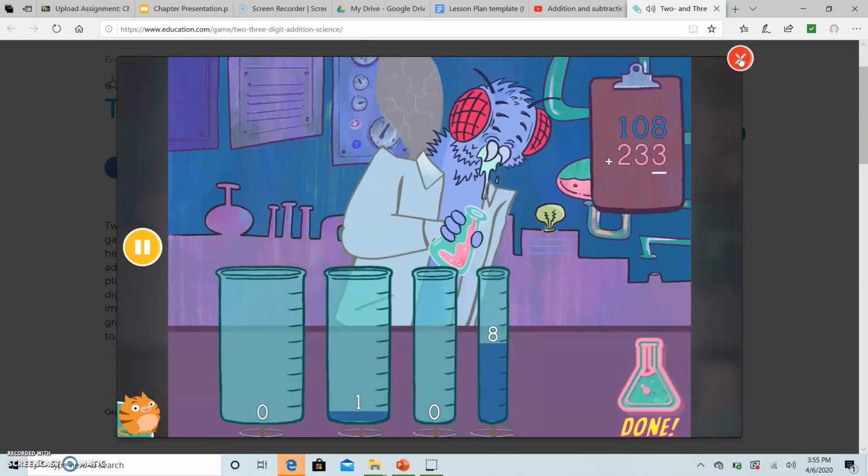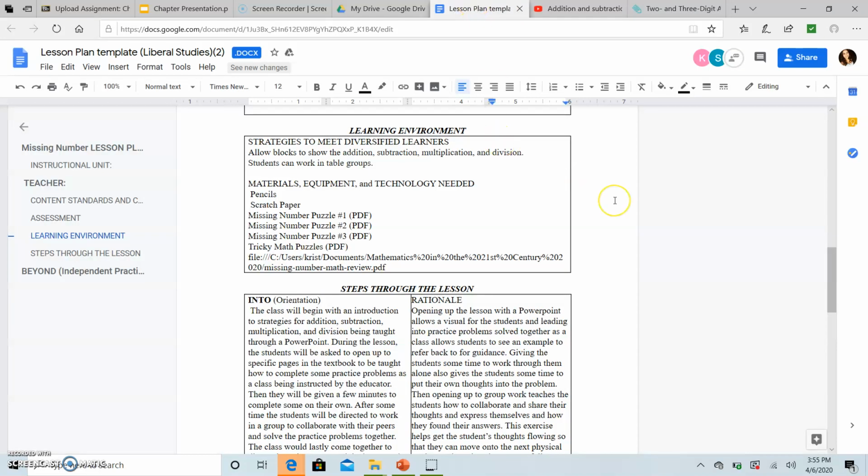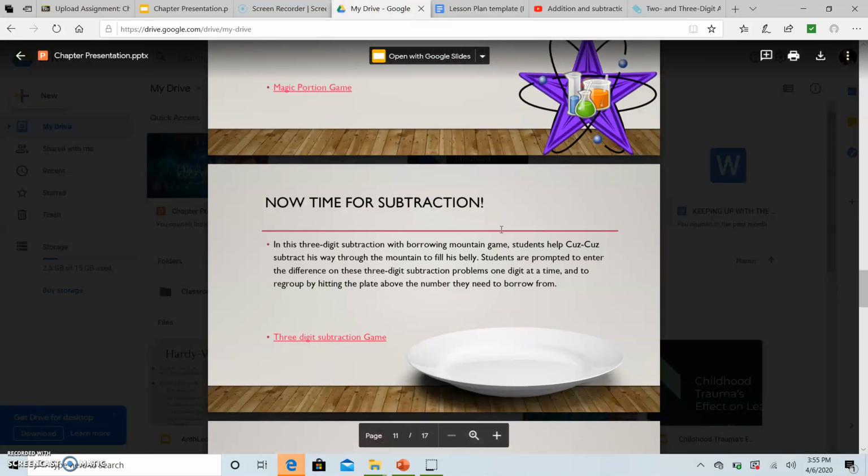So it's fun. The kids have fun with that. It's not just a worksheet that the kids are writing down on a piece of paper. They're engaged and they're having a lot of fun too. So let's go ahead and move to subtraction.